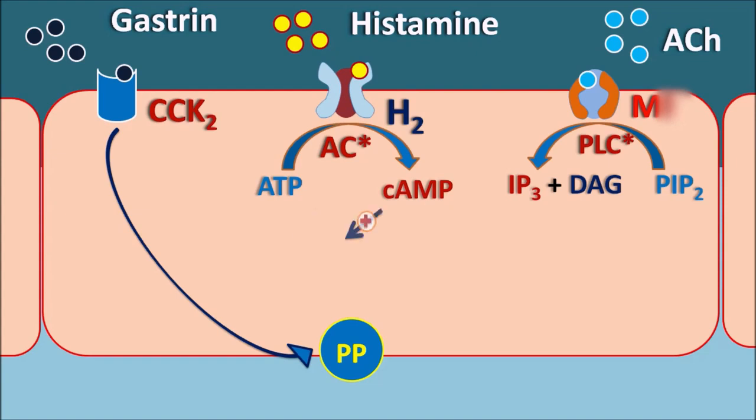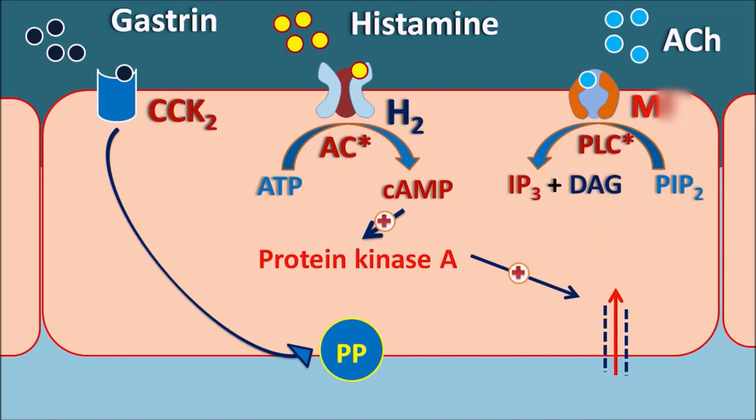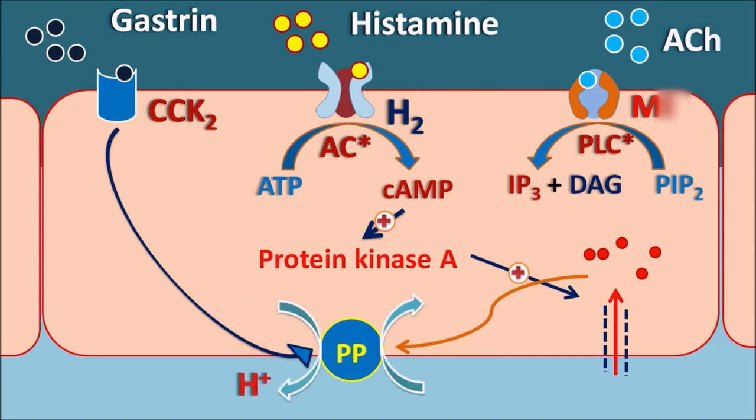Now, cyclic AMP can stimulate protein kinase A, and protein kinase A can then stimulate the entry of calcium into the gastric parietal cells. Calcium entering the gastric parietal cells can promote the proton pumps. Similarly, IP3 and diacylglycerol can also increase calcium entry. All this can stimulate the proton pumps. So when these proton pumps are stimulated, they increase the exchange of the proton for potassium. In this way, the proton is secreted into the lumen.